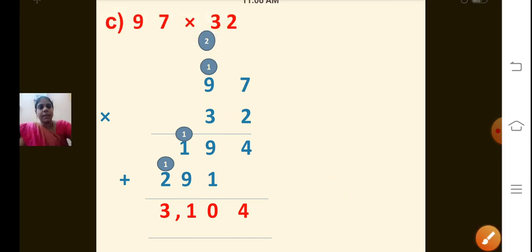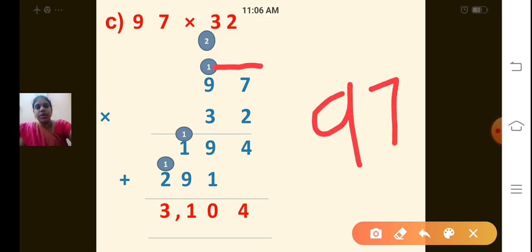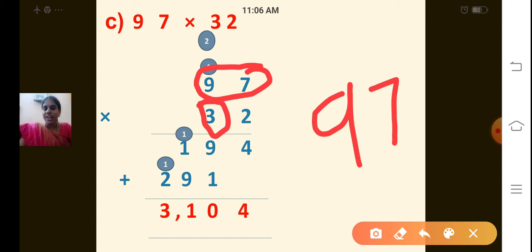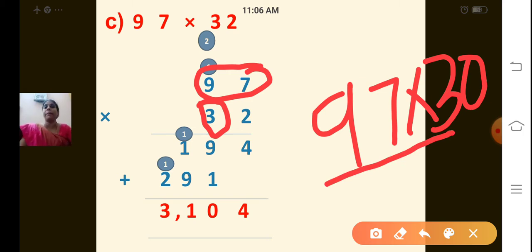Now what next do we have to do? Next we are going to multiply the multiplicand 97 by the digit at the tens place. What digit are we having at the tens place? 3. 3 tens, that means 30, right? No need to put 0. So just leave that. I will multiply by 3 now.